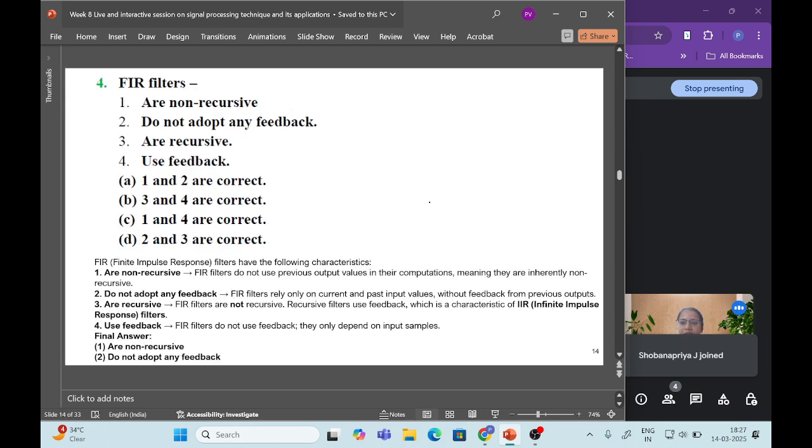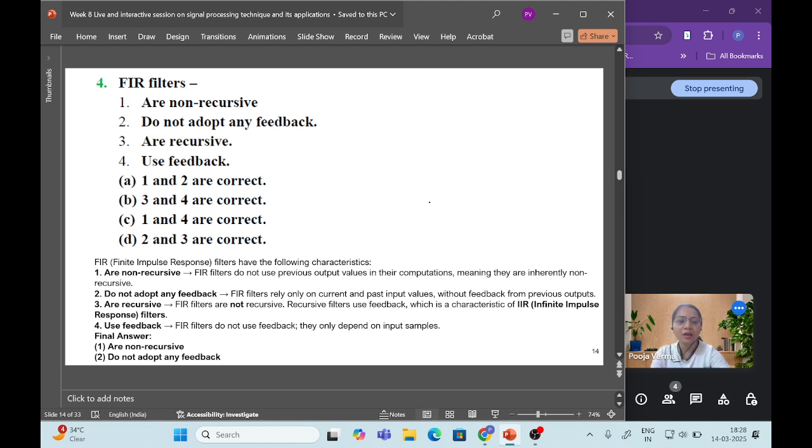Now the next question is about FIR filters. One is are non-recursive, two is don't adopt any feedback, three is are recursive, and four is use feedback. So options are given for which are the FIR filters. What are the properties of the FIR filter? Option A is 1 and 2 are correct. Option B is 3 and 4 are correct. Option C is 1 and 4 are correct. And option D is 2 and 3 are correct.